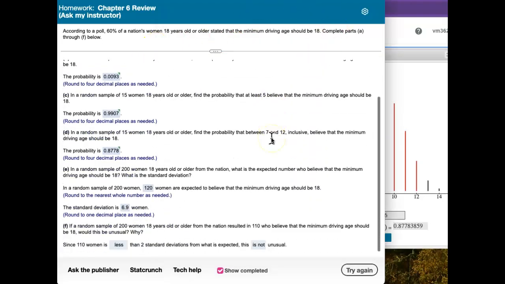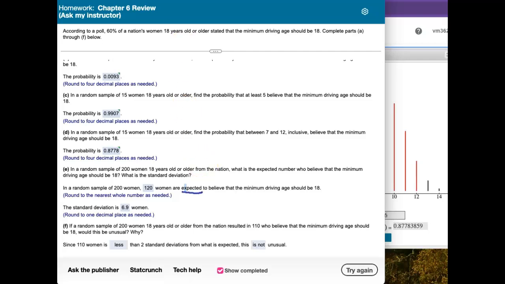Now, I'm going to go back to the problem, and scrolling on down, in part E, it says, in a random sample of 200 women 18 years or older from the nation, what is the expected number who believe that the minimum driving age should be 18? Now, expected value in a binomial situation is calculated by n times p. So let me jot that down over here.